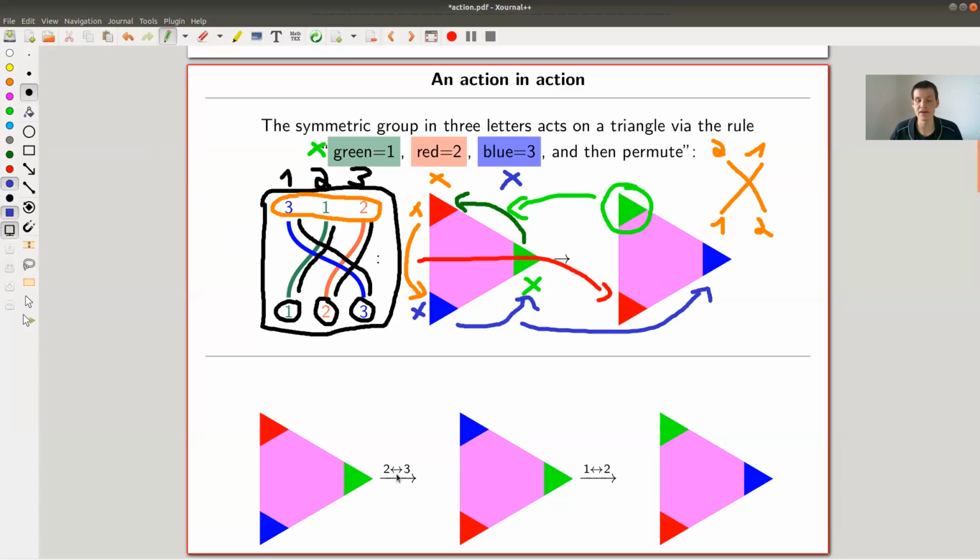I've illustrated this here in steps. So first I swap 2 and 3, which means I swap the colors red and blue, right? That's exactly what you do here. It swaps the colors red and blue. Then I swap the remaining two colors.